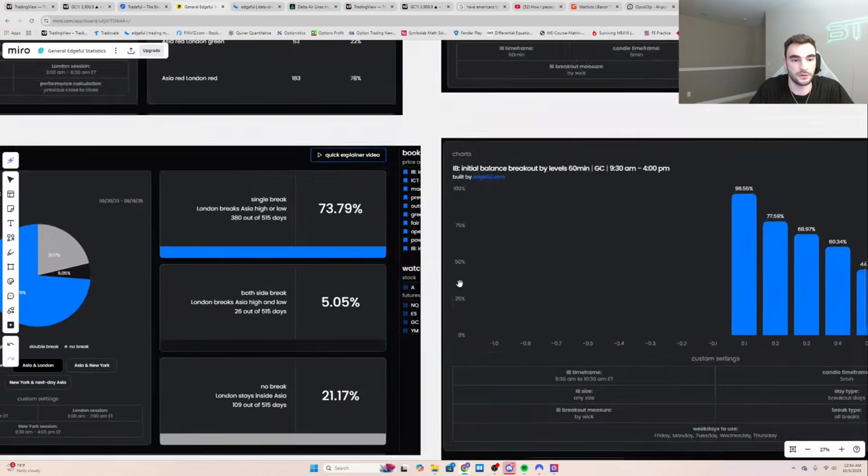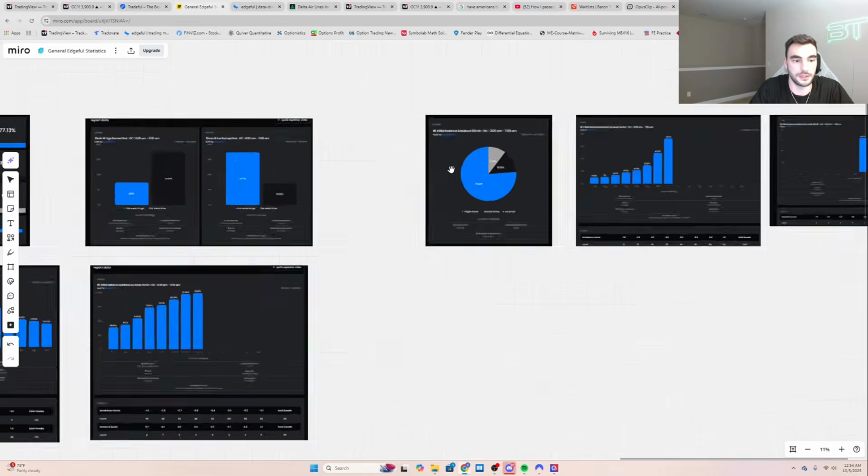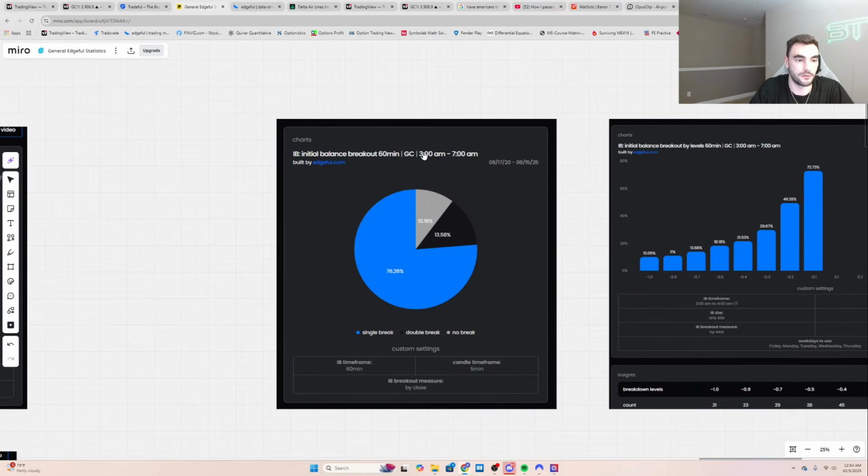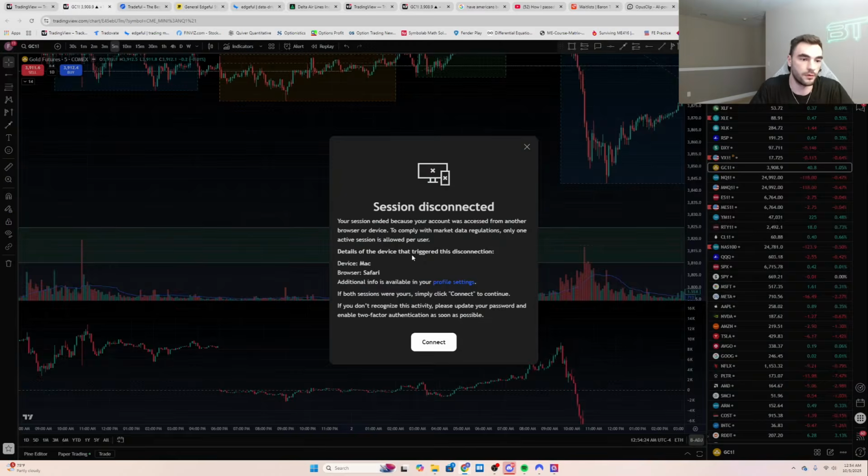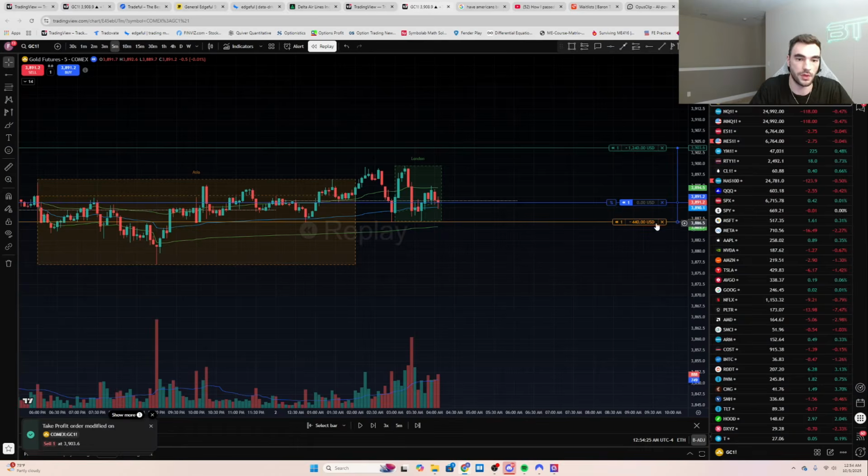There is another stat in London here. We have 3 a.m. to 7 a.m. as the IB, 76% single break chance. So if we do come down to the stop loss, my trade idea is invalidated anyway. If we start to see bullish momentum pick up again, this trade starts to look good.